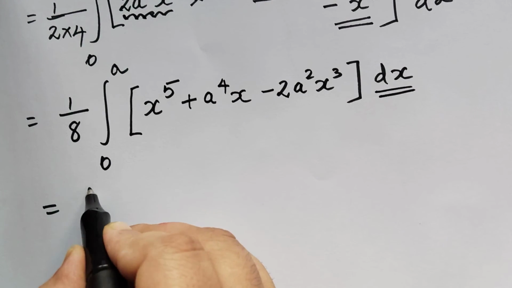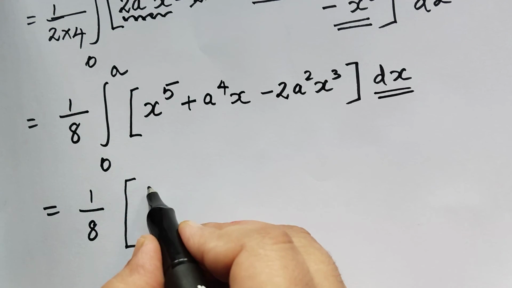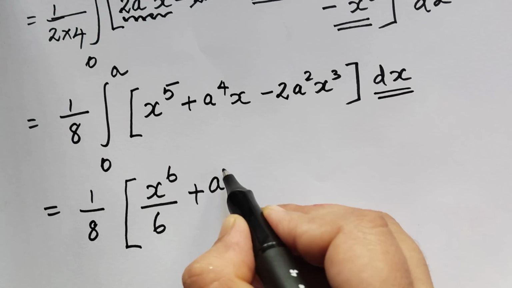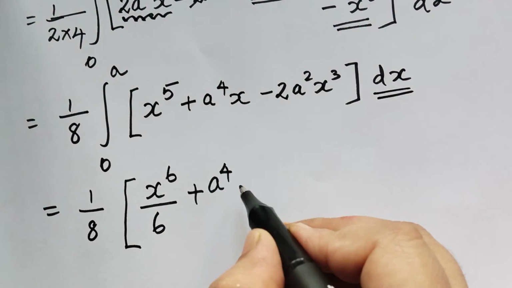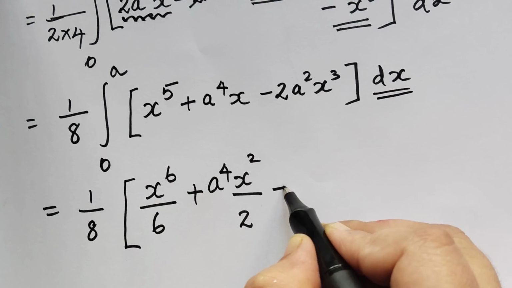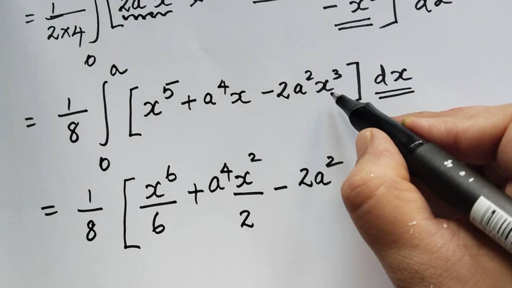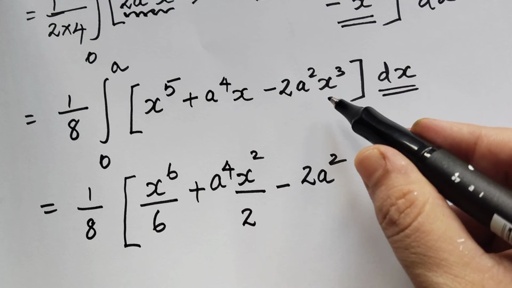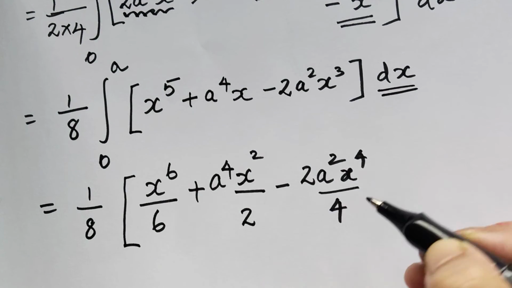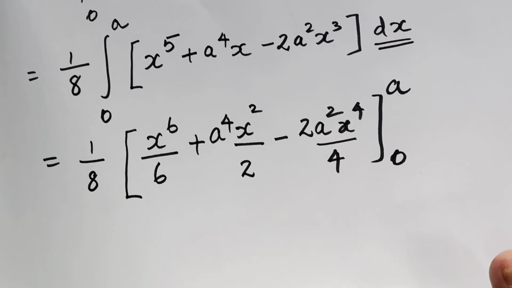Now we shall integrate this with respect to dx. So that will be equal to 1 by 8. After integration with respect to x, x power 5 we will be getting x power 6 divided by 6, plus a power 4 will come as it is since it is a constant, and the integration of x is x square divided by 2, minus 2a square will come as it is, and the integration of x cube is x power 4 divided by 4, between the limits 0 to a.